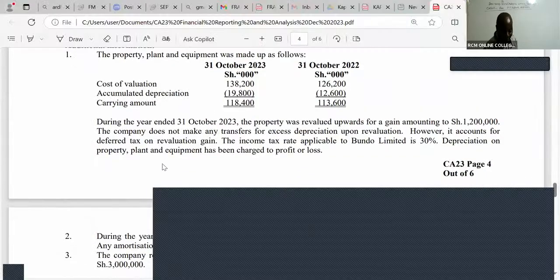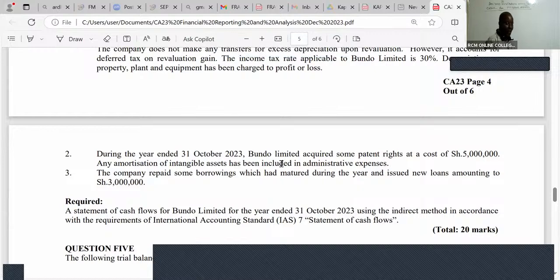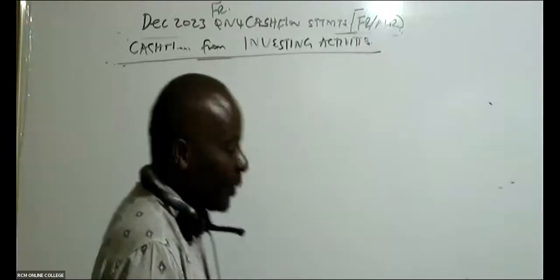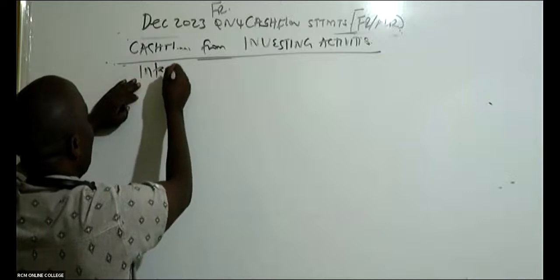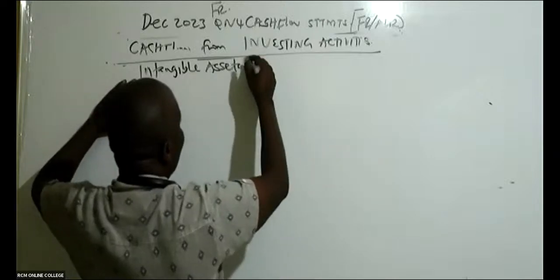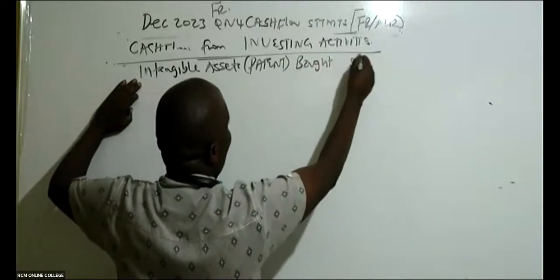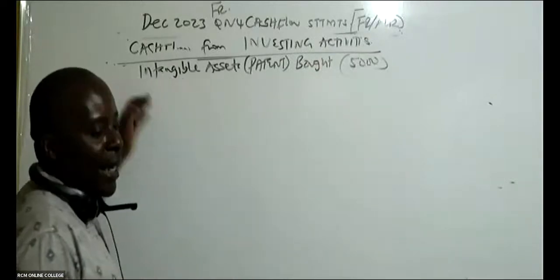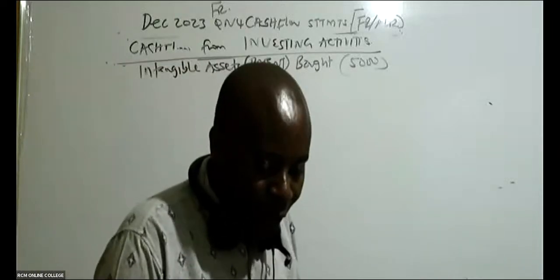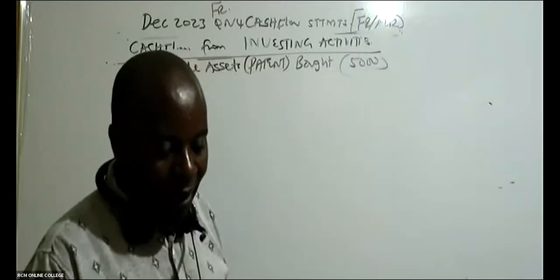You can see, ladies and gentlemen, we are told that during the year, 31st October 2023, Bundo Limited acquired some patents. So in this case, we bought some patents, intangible assets bought. That's an investment, an intangible asset, which is a patent bought. And if you remember very well, it was 5,000. It is a cash outflow. The format has a mark.